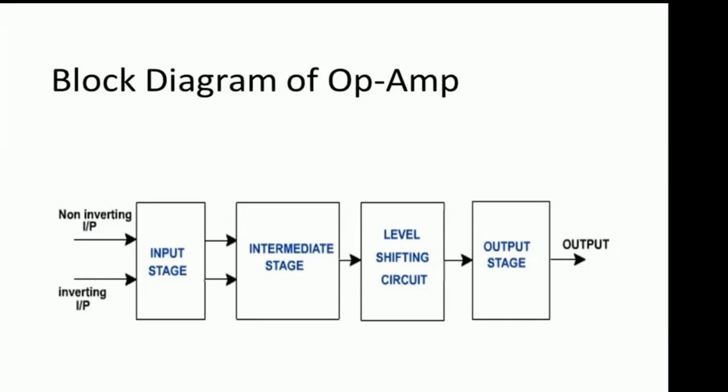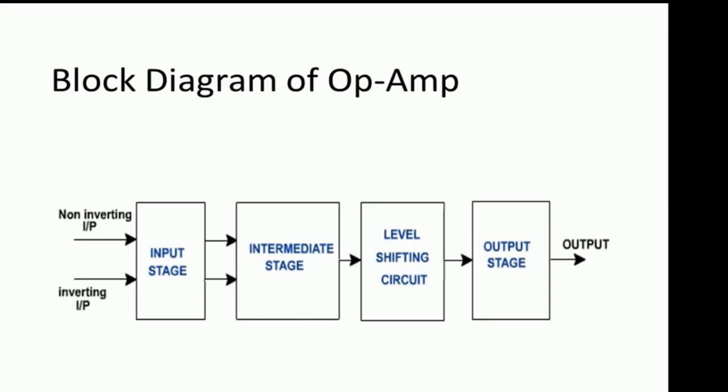The basic block diagram of operational amplifier consists of 4 blocks. The first block is known as the input stage. This input stage is nothing but the differential amplifier. It provides most of the voltage gain of the amplifier, and it decides the input resistance of the operational amplifier.